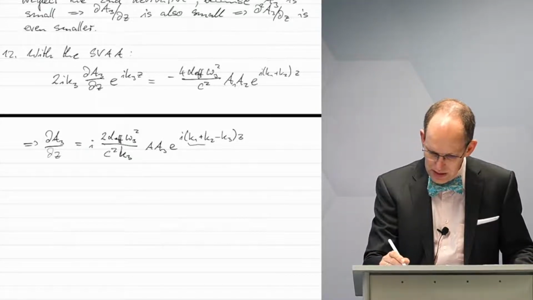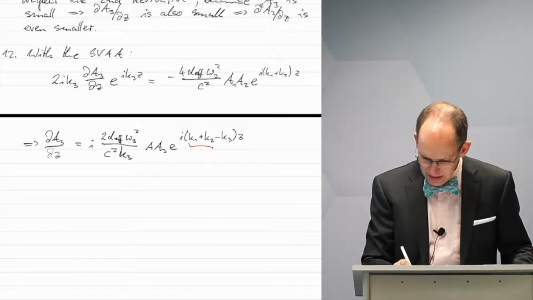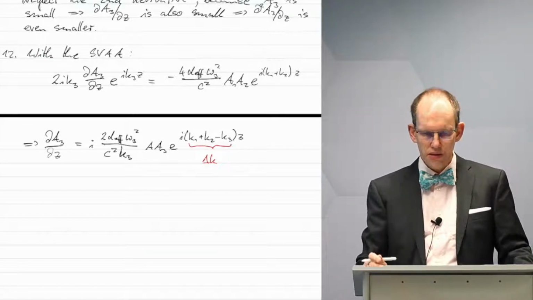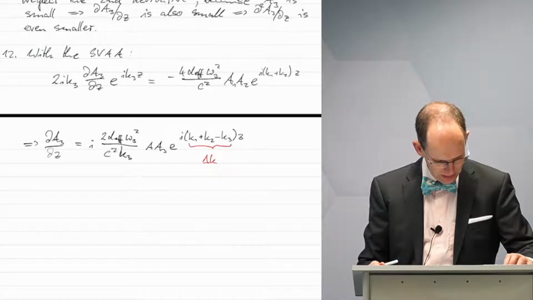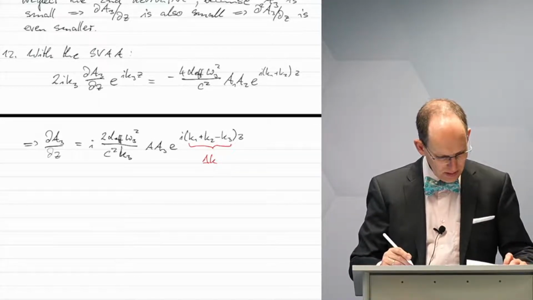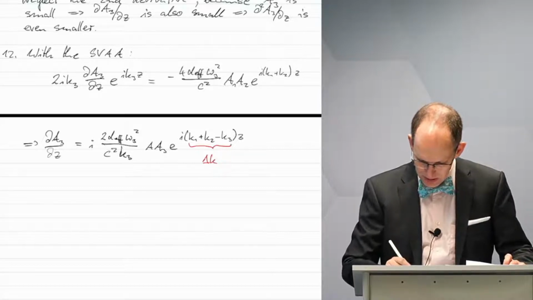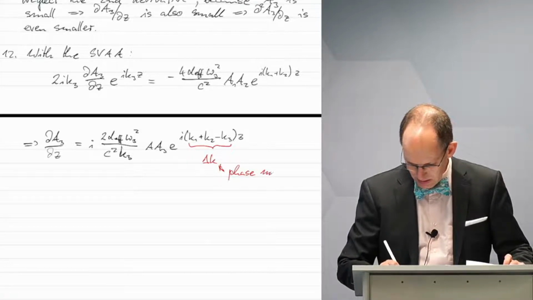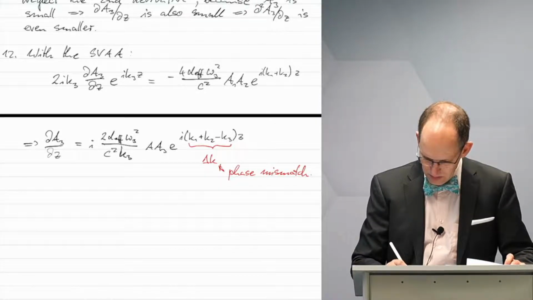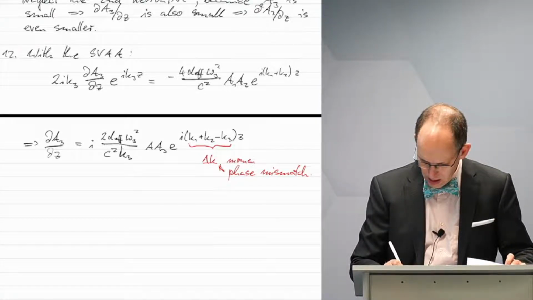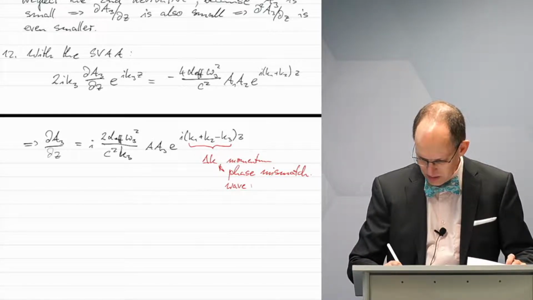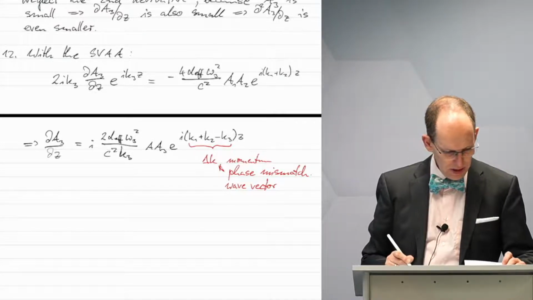We will call this delta k, and delta k has a name. It's called the phase mismatch, or momentum mismatch, or sometimes also wave vector mismatch. Mismatch is the important thing here.